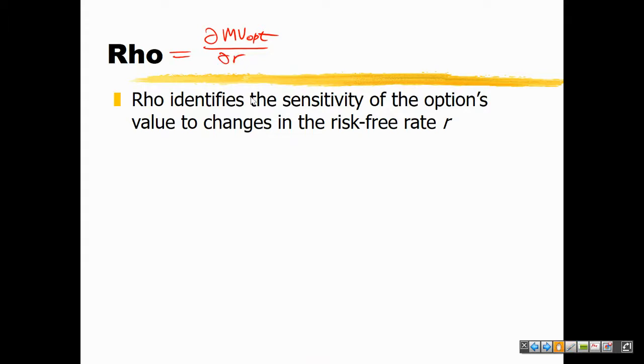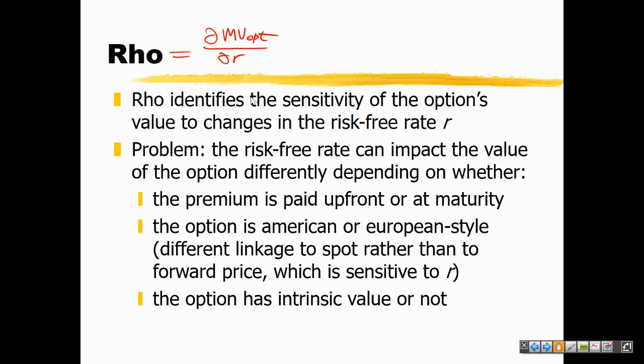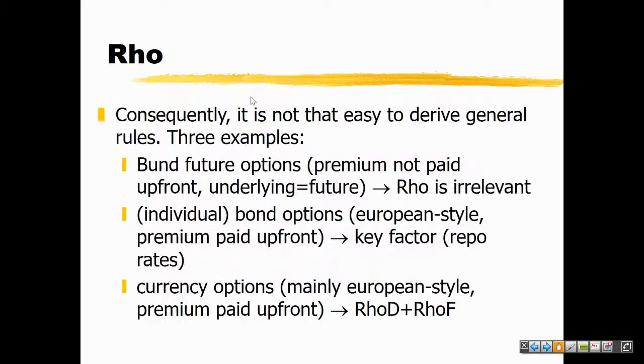The reason why we don't spend much time on Rho is the fact that, as I mentioned already quickly, the impact of the risk-free rate changes a lot from one option to another, depending on many different factors, whether the premium is paid upfront or at maturity. If the option is American or European, we have a slightly different effect because the European option is particularly linked to the forward price, which is sensitive to the risk-free rate. It matters also whether the option has an intrinsic value or not. And there are many, many different cases.